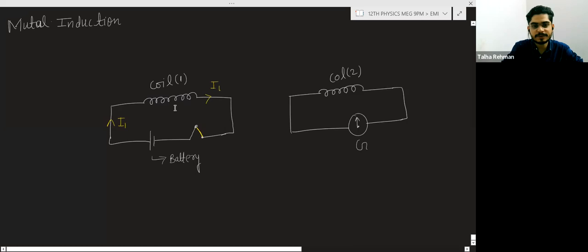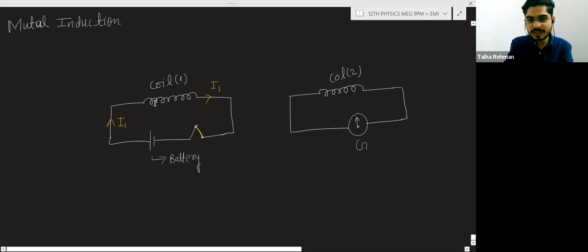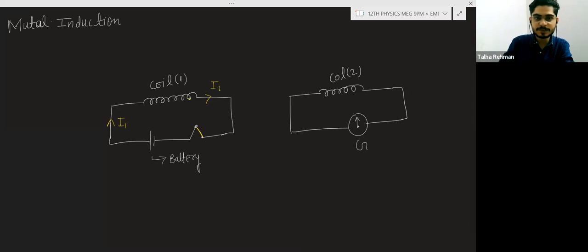So when this current is flowing in this coil and this current is increasing, we know that due to the current the magnetic field is generated. So due to this current carrying coil, the magnetic field will be generated, that is V1. V1 is the magnetic field due to coil 1.